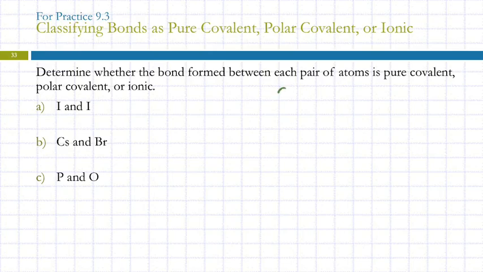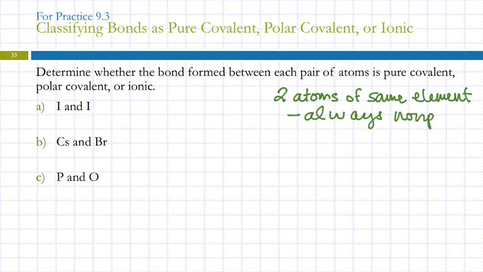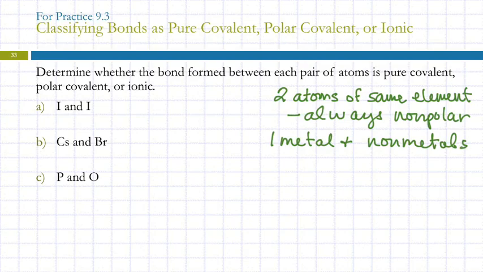Okay, so 2 atoms of the same element. Could that possibly have a difference in electronegativity? No. So if you have 2 atoms of the same element, always nonpolar. That one's always true. What if you have 1 metal and nonmetals? You could have just 1, or you could have more than 1. So you've got a metal and 1 or more nonmetals. What kind of a compound is that? It's ionic. We learned to identify it that way. That's going to be always ionic. Now that doesn't mean that the electron is really completely transferred, but it's over 50% ionic character, and that's good enough.